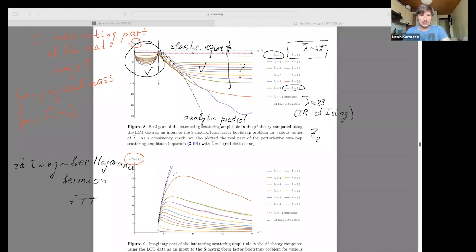And this is the imaginary part of the sketching amplitude. Same behavior. The imaginary part starts from the two-particle threshold from phi m squared, here is zero. And again, the dashed line is the prediction from free Majorana plus TT bar. And we start approaching it very nicely with our Hamiltonian truncation methods.